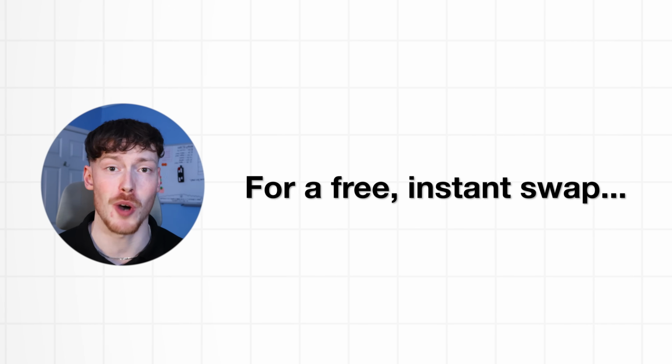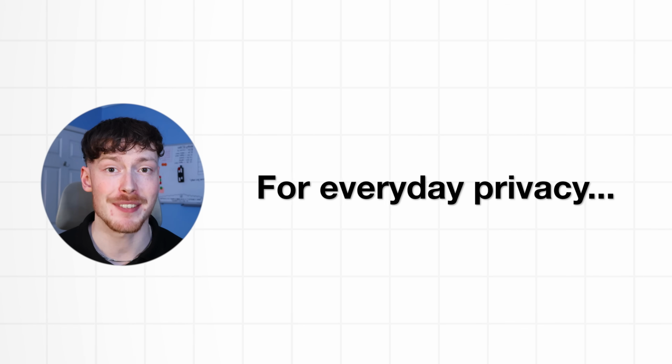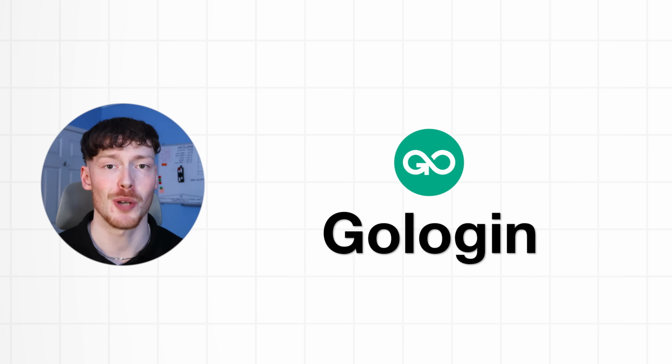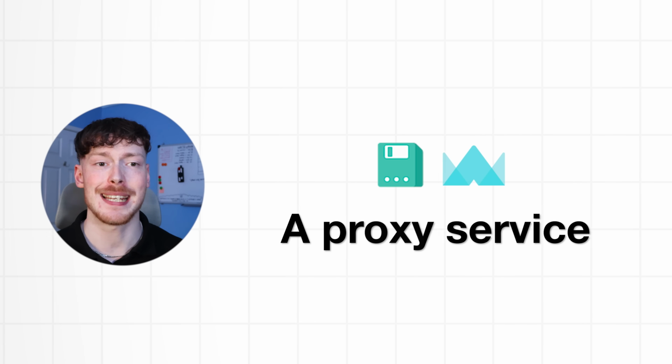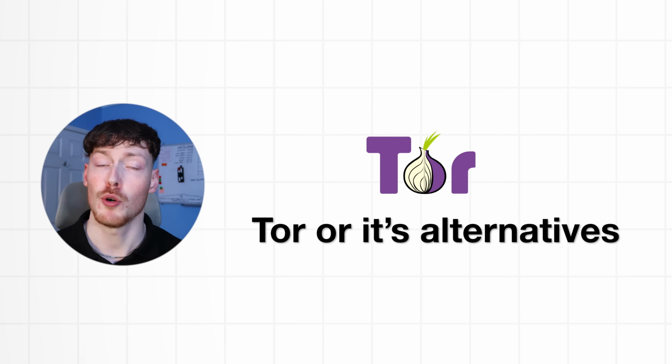Okay, so let's quickly sum it up here. For a free instant swap, mobile data, and airplane mode toggle. For everyday privacy, a reputable paid VPN. For multi-account work, Gologin. For data collection tasks, a proxy service like floppy data or IP Royal. For maximum anonymity, Tor or its alternatives. Pick the method that matches your actual use case, and you're done.